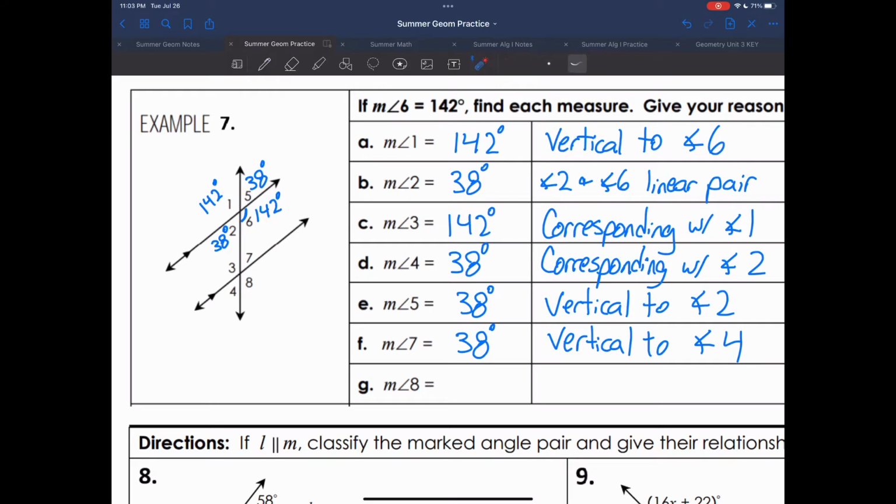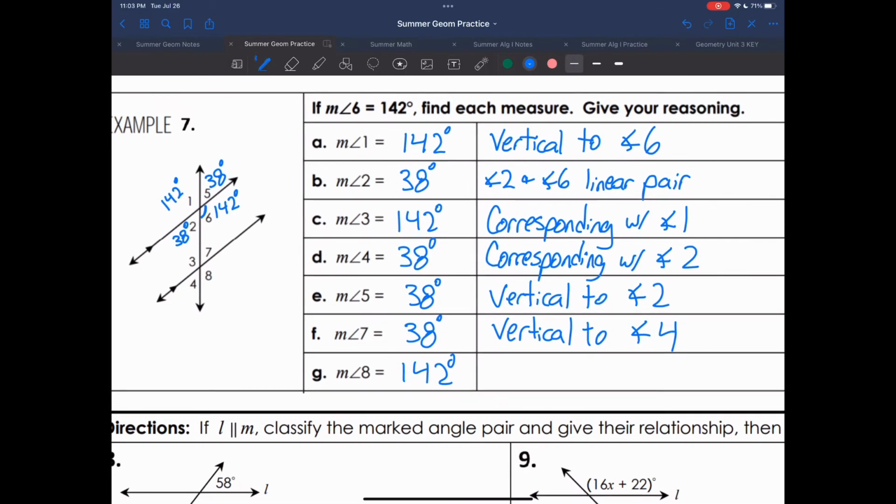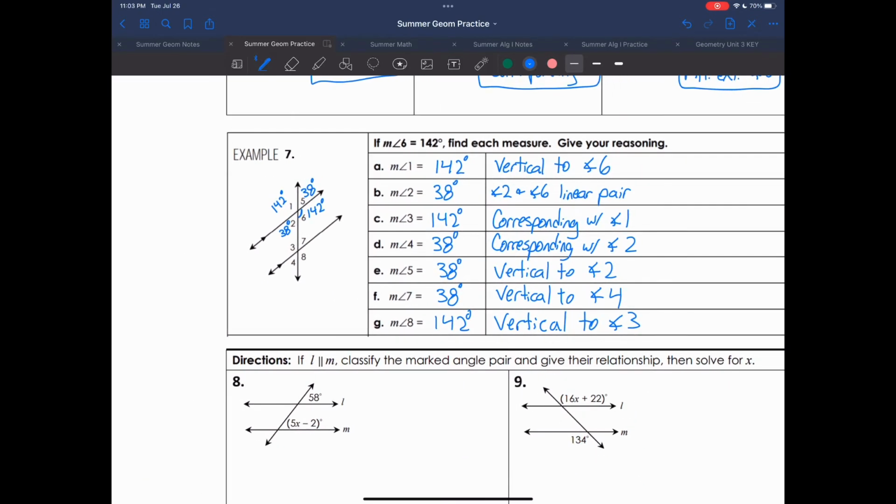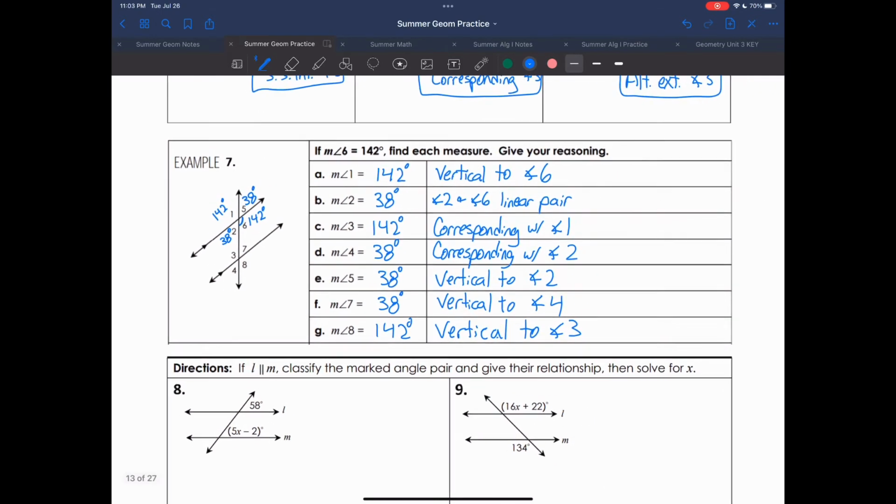All right, and then last one, we have 8, which we might as well say that's vertical to angle 3. So if those match, then they're both 142 degrees. So I'm going to say it is vertical. Angle 8 is vertical to angle 3. All right, that would be enough of a justification for that one.